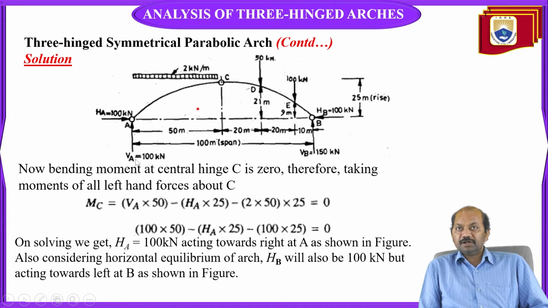We found already VA and VB. Now we have to calculate horizontal reactions HA and HB. To calculate horizontal reactions, we'll take this step. Bending moment at a central hinge C is 0.